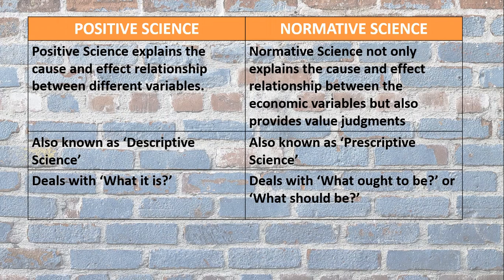Hence, the positive science approach is called a descriptive science approach, whereas normative science is called a prescriptive science approach. Because positive science just talks about what it is, but normative science deals with what ought to be, what it should be in future, how it should be.